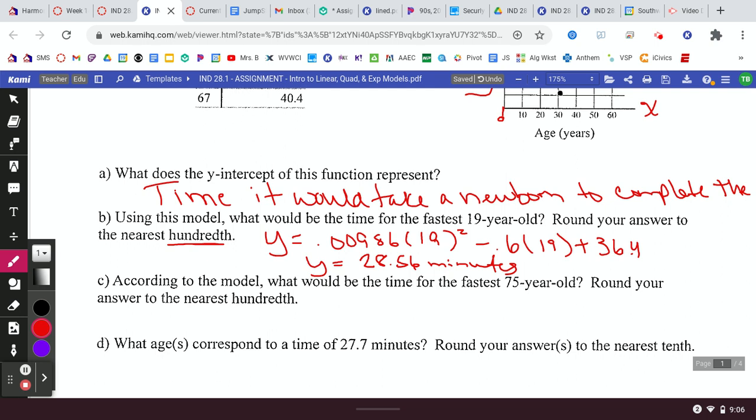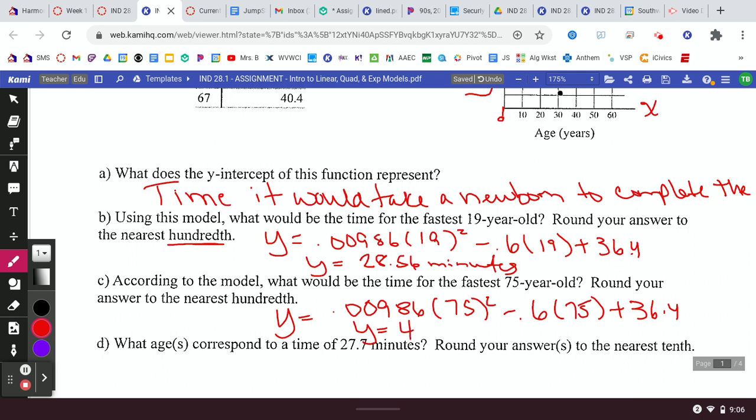Okay, the second one still gives you another age, so same thing, right? You're going to take your equation and you're going to plug 75 in for the x because the x is the age, minus 0.6 times 75 plus 36.4. And when you do that, you get that y equals 46.86. So 46.86, again, we're rounding to the nearest hundredth, and we're labeling minutes.